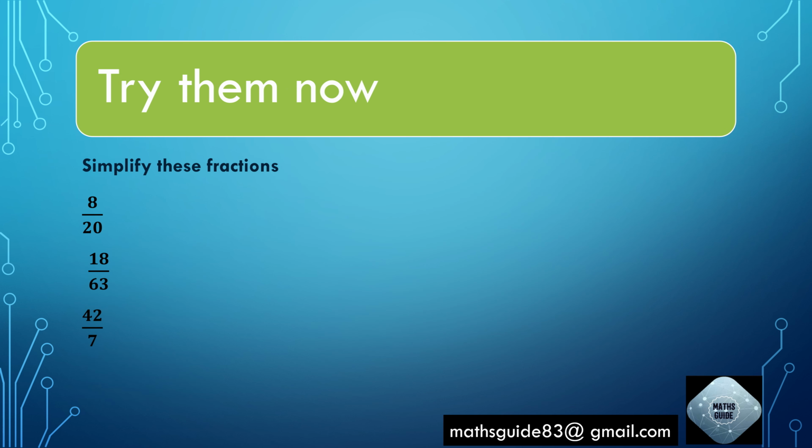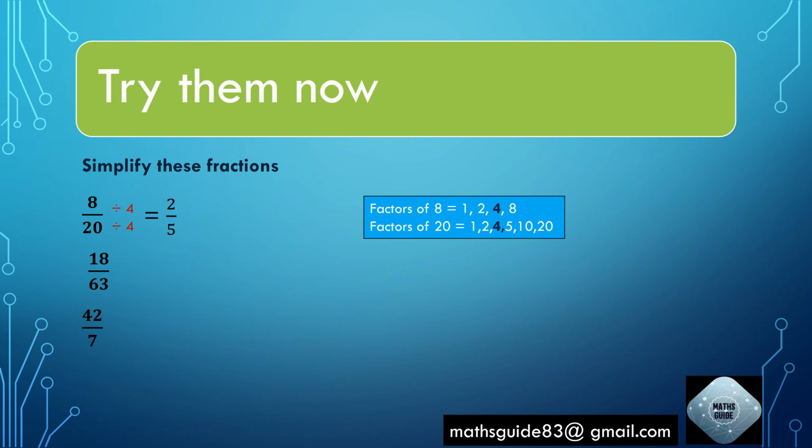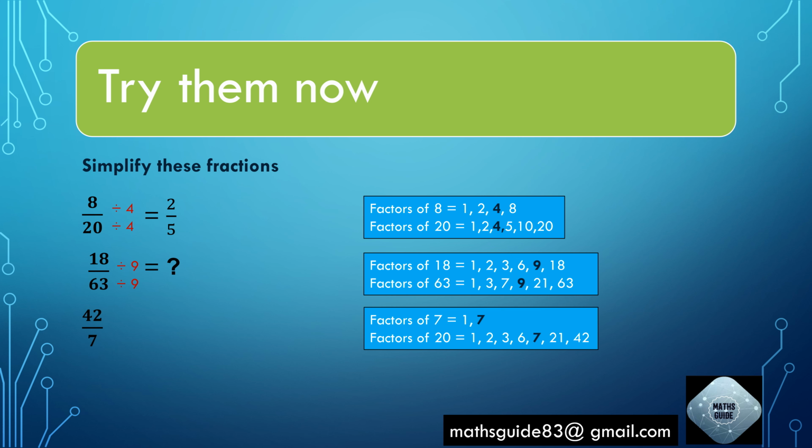Here are some simple questions for you. Remember to follow the steps. Step 1. Find factors. Step 2. Find greatest common factor. Step 3. Divide both numerator and denominator by the greatest common factor to get the simplified fraction. The first one is done for you. Now try them out. I hope you will find them easy.